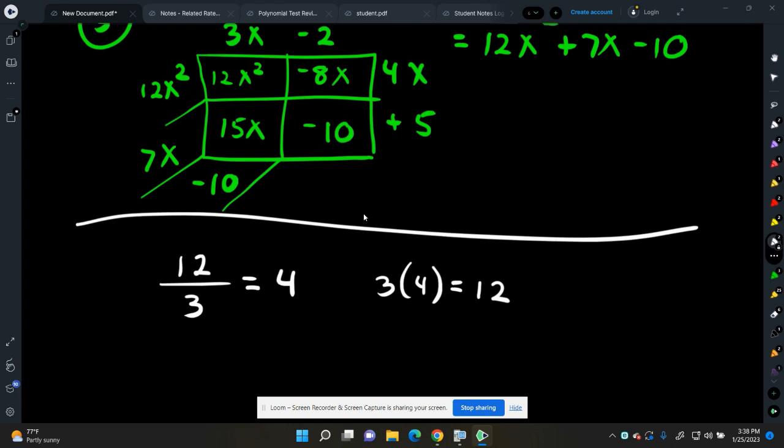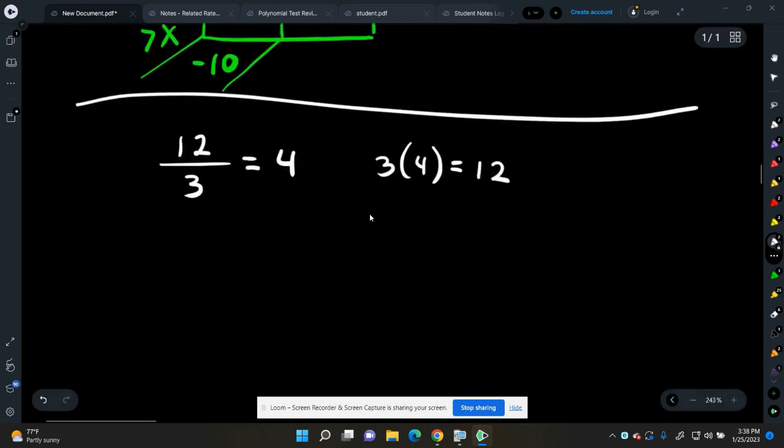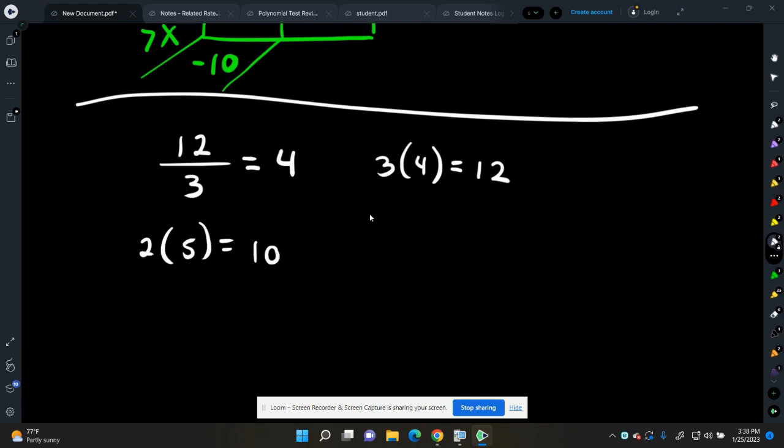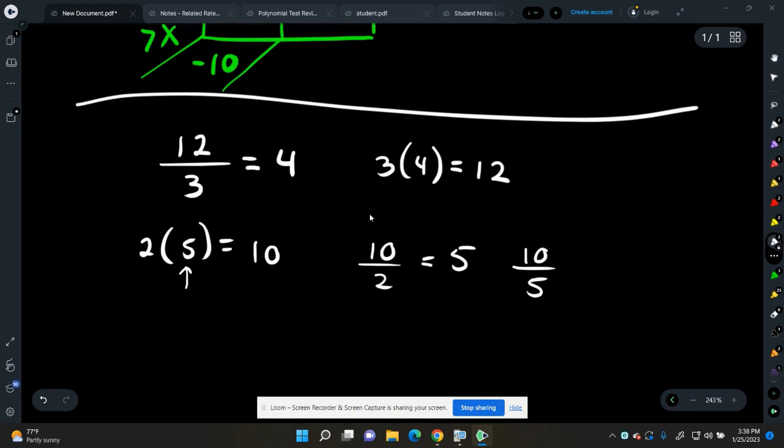Okay? If I know the product of two numbers, like for instance, I know that 2 times 5 equals 10. Well, because I know 2 times 5 equals 10, I also know that 10 divided by 2 is equal to what? Is equal to 5, right? It's equal to that other number. I also know that 10 divided by 5 is equal to 2. That's just properties of dividing.